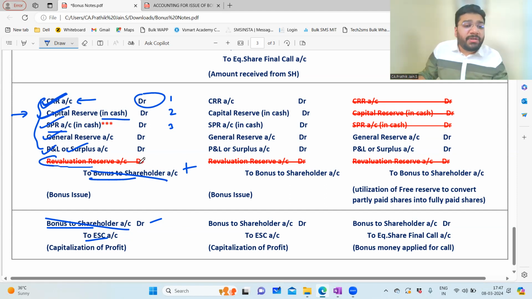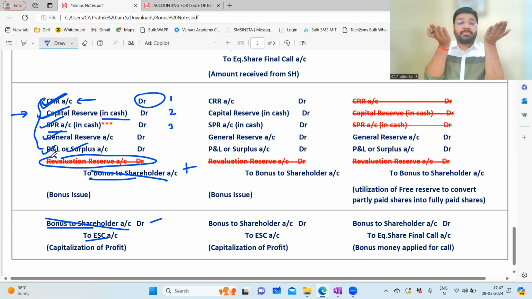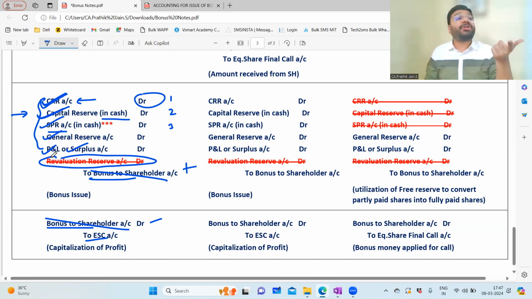So revaluation reserve, also you mention and cut it. Why? Revaluation reserve is not a realized profit. You don't realize any profit. What is the entry for revaluation? If there is an increase in land value, land account debit to revaluation. Did you get any money upon selling the land? Sir, we did not even sell the land. The land value we just increased because we felt that the market value of the land is high. Did you receive the money? No. So revaluation reserve is a notional profit, unrealized profit, imaginary profit.